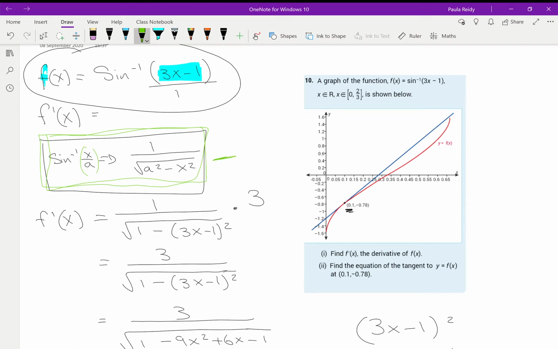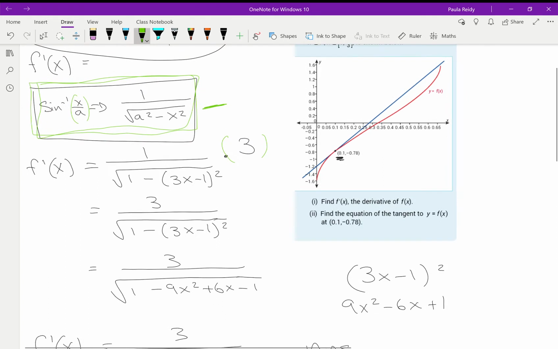This portion here, okay? Right, so we differentiate that and we can see that our a value is going to be 1 and our x value is going to be 3x minus 1, and we're using the chain rule here as we do that, okay? So hopefully you can see that that's 1 over the square root of 1 minus (3x minus 1) squared, multiplied by the derivative of what's in the brackets, which of course is 3. Okay, now then we move that along and we get 3 over the square root of 1 minus (3x minus 1) squared, okay?